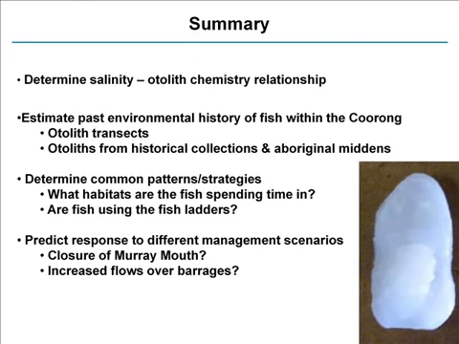Okay, so just to summarise, basically what we're doing is using the salinity otolith chemistry relationship to predict the environmental history of fish. So the work that I've showed you today focuses on otolith transects for fish where we've collected the specimens relatively recently. The work we're moving on to aims to focus on samples that we've collected from Aboriginal middens and also historical collections where possible.